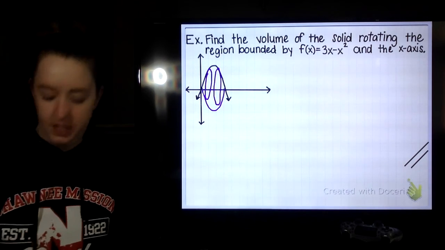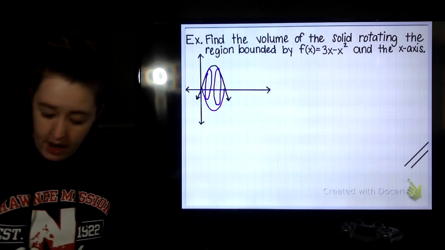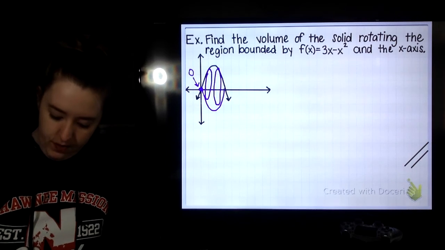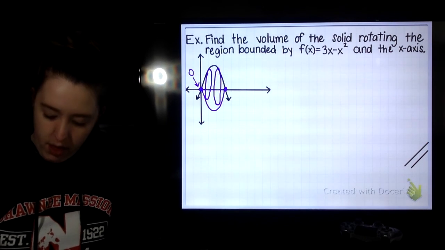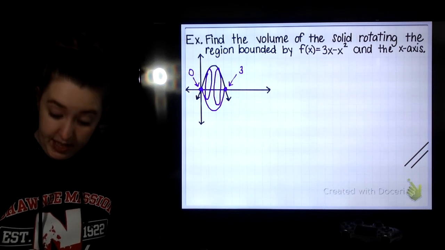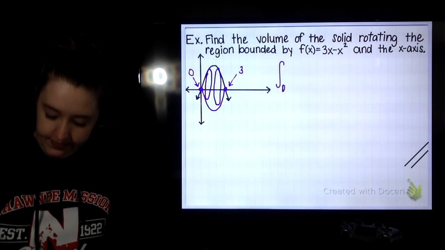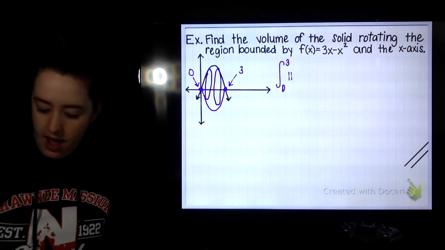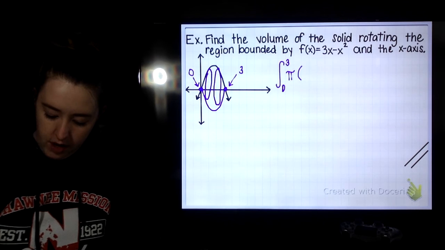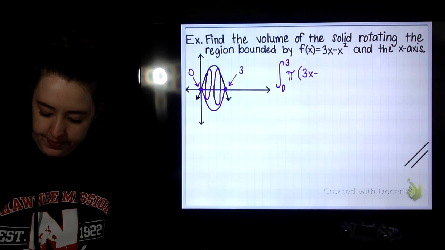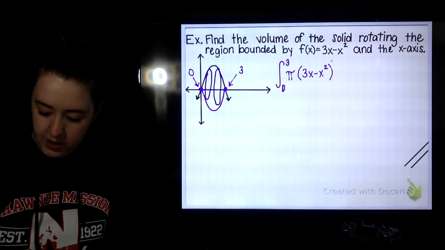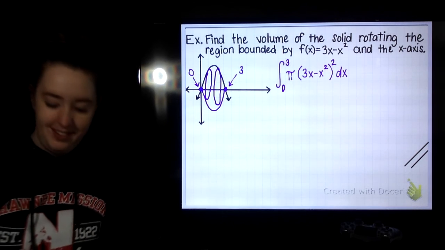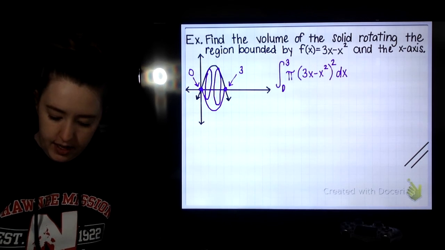Okay. So anyways, we know that I want to go from 0 until 3 with this integral. And then we've got that pi. And then we're supposed to take our function, 3x minus x squared, and square it. dx. Good deal.